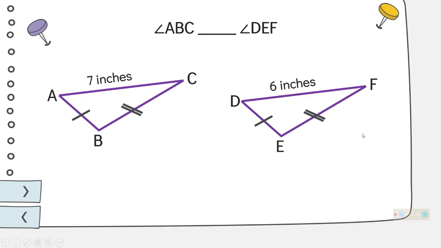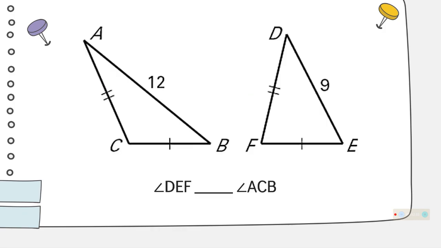Let's have some examples. We have angle ABC compared to angle DEF. What do you think is their relation? That's correct. We have greater than because, as you have seen, opposite angle ABC is 7 inches and opposite angle DEF is only 6 inches. So that's why angle ABC is greater than angle DEF. How about this one? We have angle DEF, so this angle.